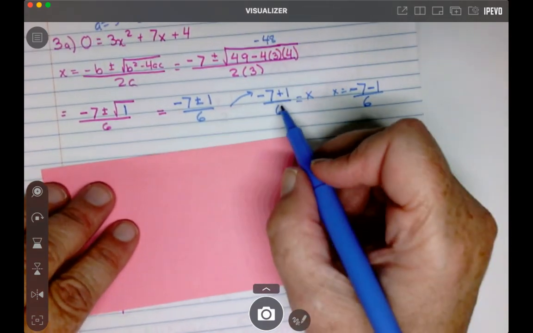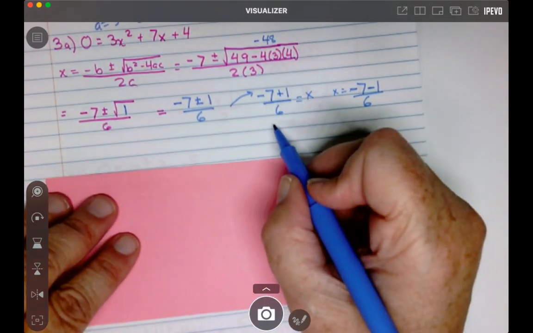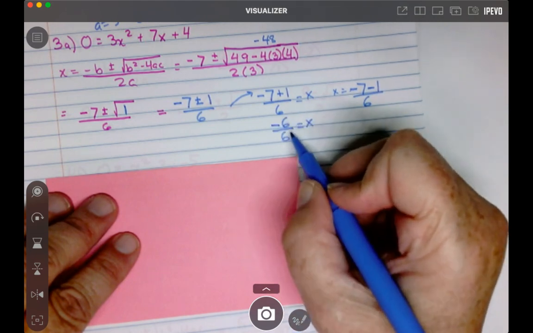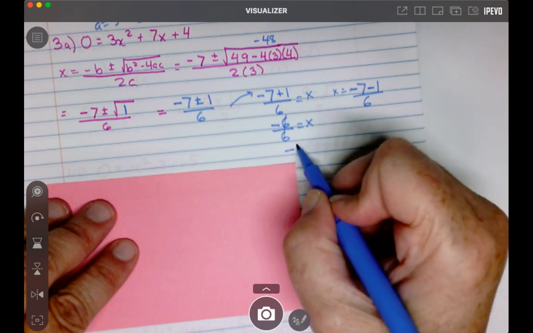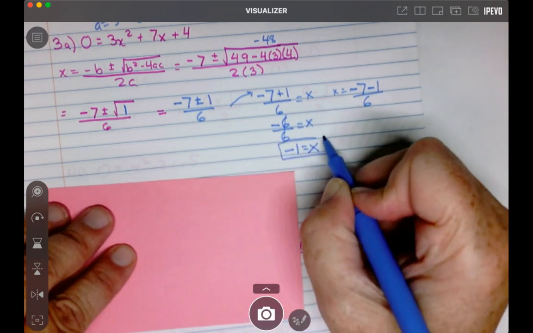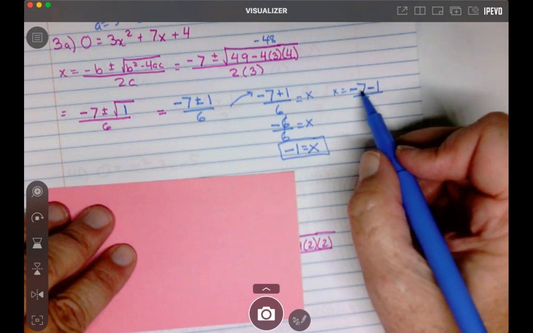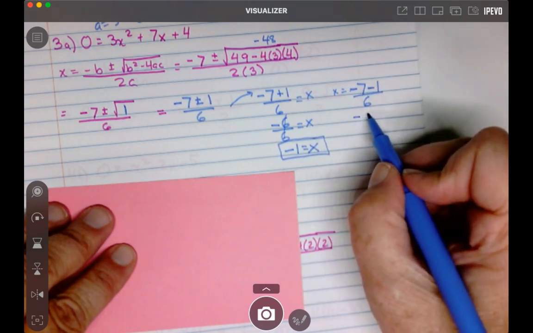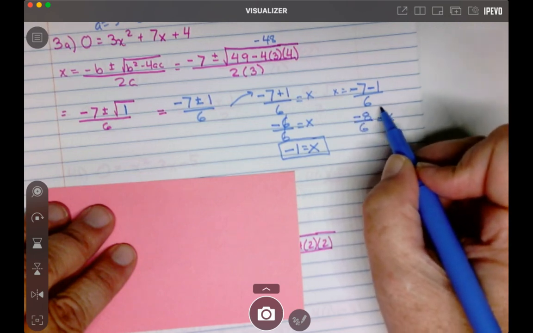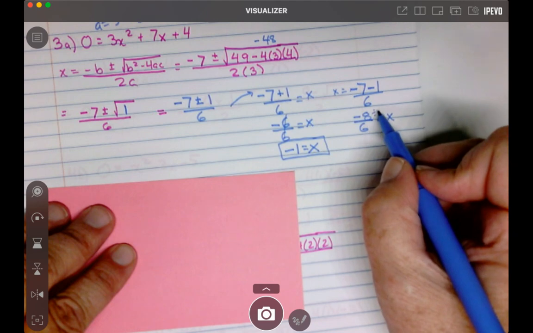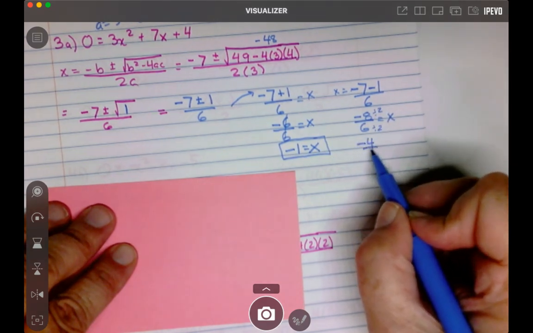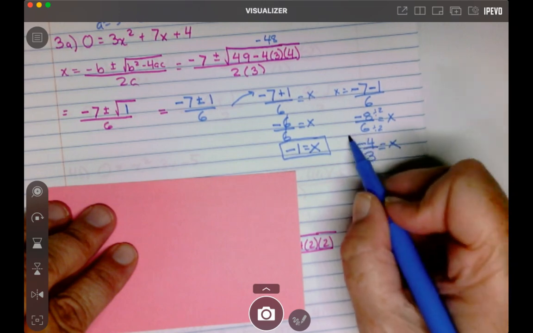And now this is like a fraction problem. Negative 7 plus 1 is negative 6 over 6. And negative 6 divided by 6 is negative 1 equals x. So this one had a whole number solution. Over here, I have negative 8 over 6. That equals x. I can simplify that by dividing top and bottom by 2. And that gives me negative 4 over 3 equals x.